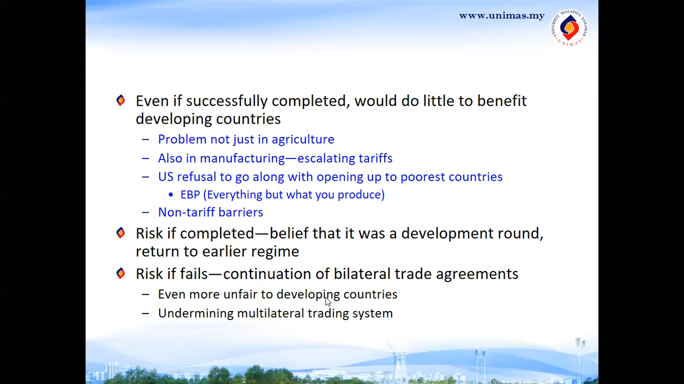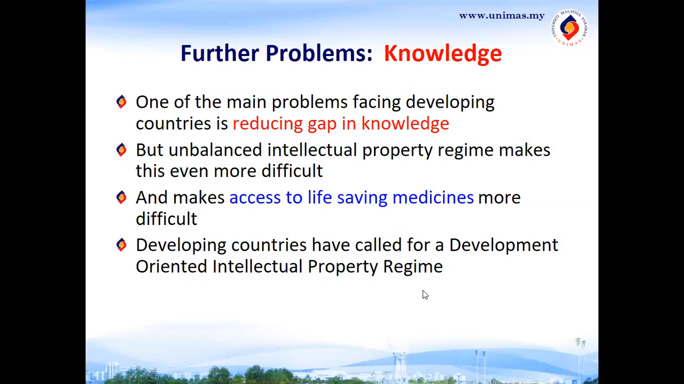Okay? And also another risk if it is completed, they believe that if there was a development round, it can return to the earlier regime. So earlier regime meaning those who were in power before, right? So that may encourage the former regime to take over power. If it fails, then it would mean that there are continuous bilateral trade agreements, even more unfair to the developing countries, and also it helps to undermine the multilateral trading system if it fails. So it's a lot of dilemma actually.